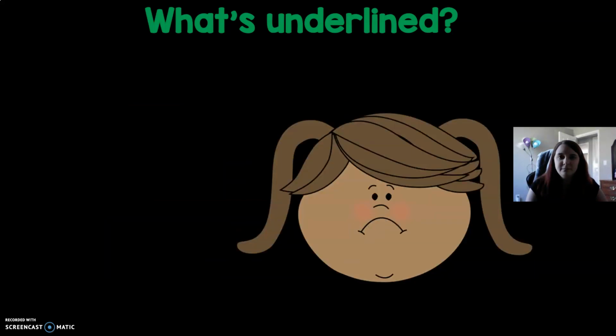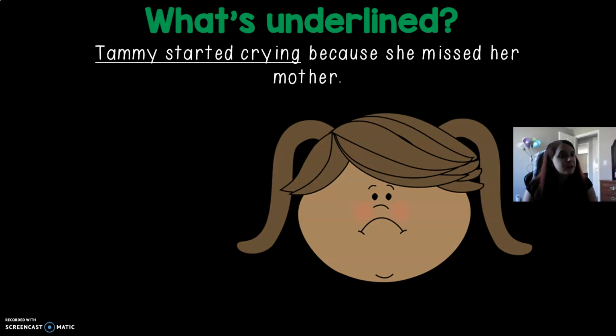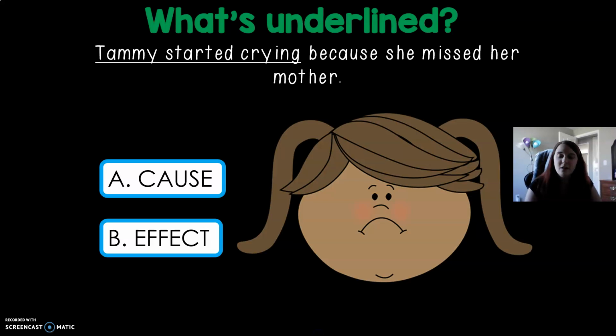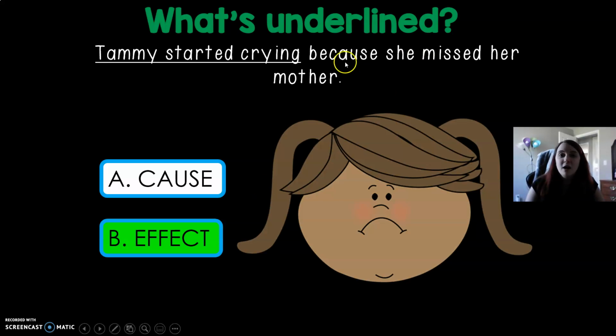Tammy started crying because she missed her mother. Is this a cause or an effect? Remember, we really want to look for those clue words. If we know that because is here, that means before it is the effect. Mr. K was really good about that little clue. That because has the word cause in it. That helps you remember that that's the why.